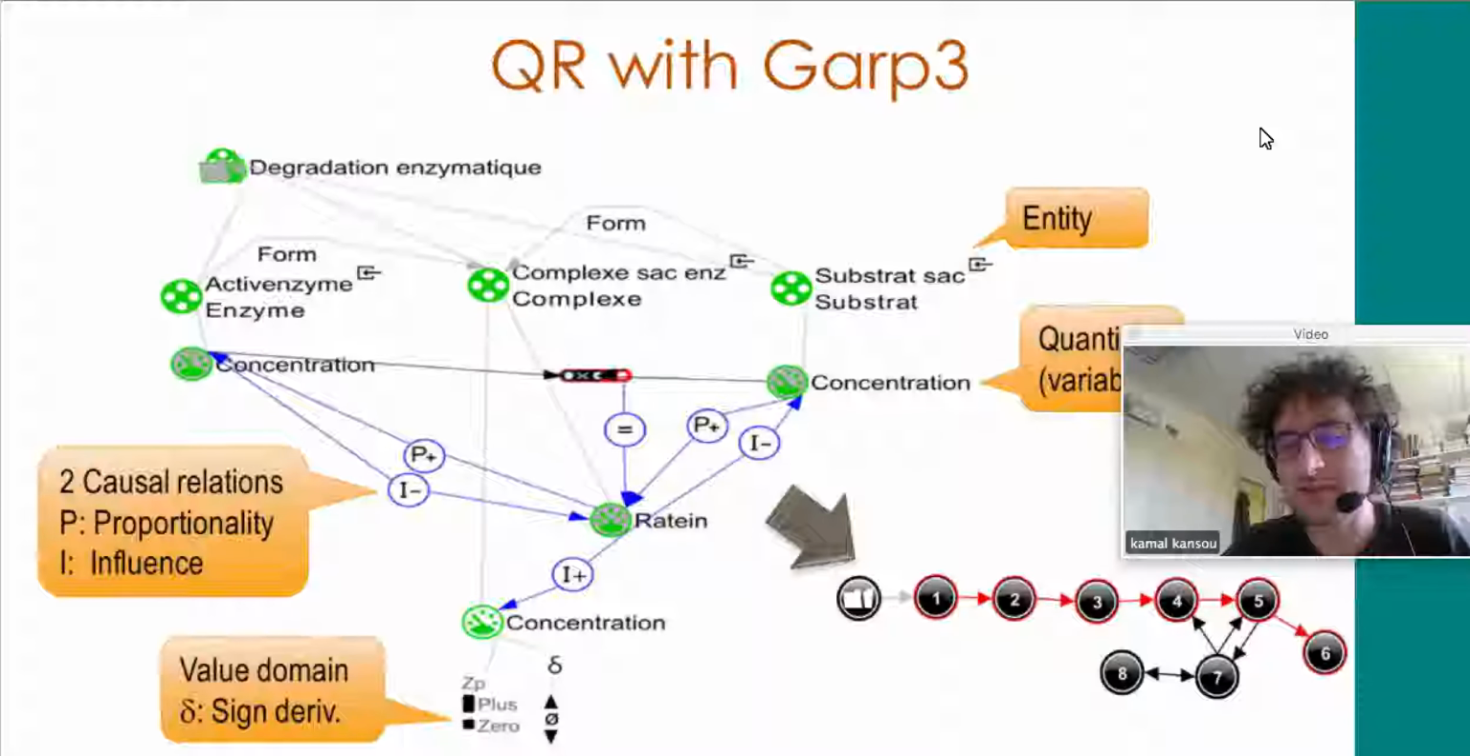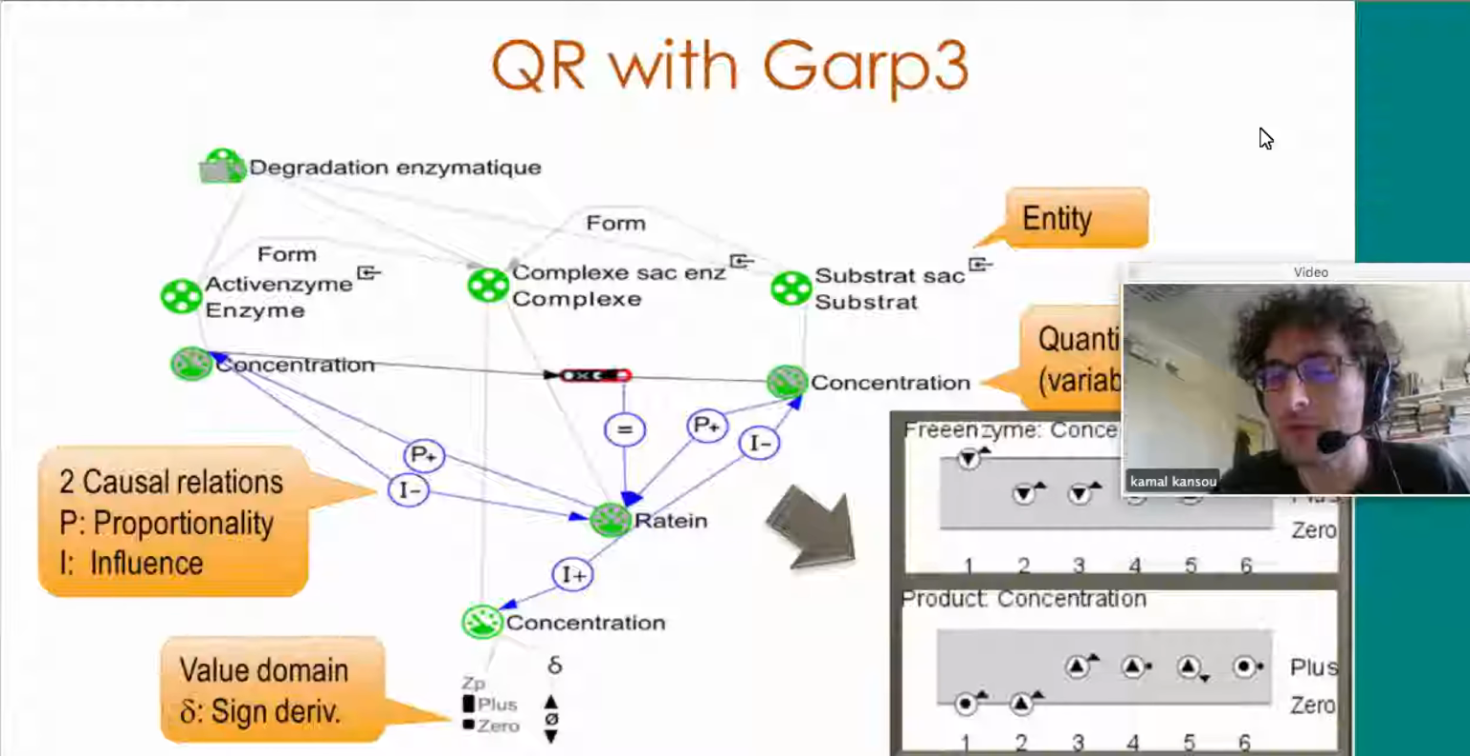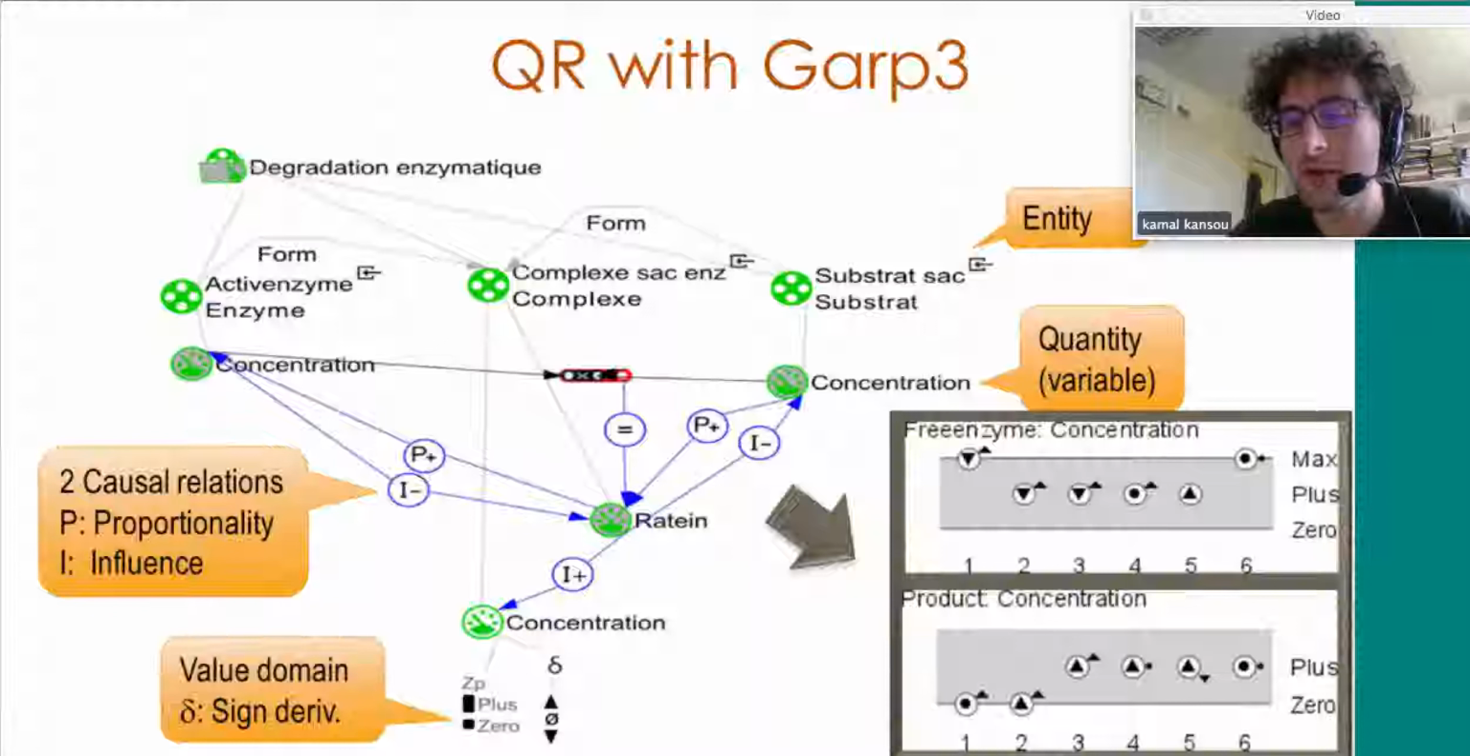So here's a state graph of 8 states, and we have selected one pathway in red, and this pathway represents just one possible behavior of your system. So now if I look at the values of the variables in this pathway, for example, this is an example with the concentration of enzyme over time and the concentration of product over time.